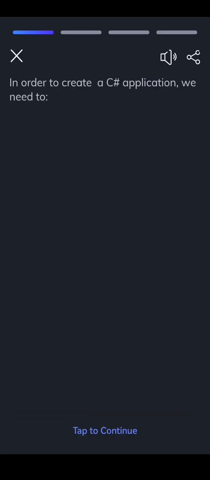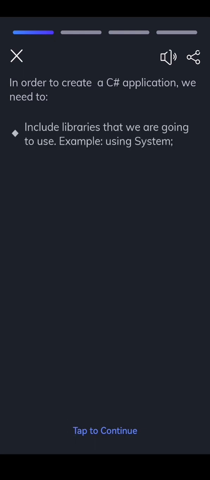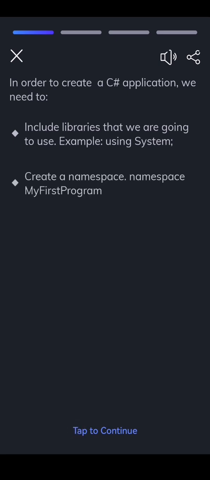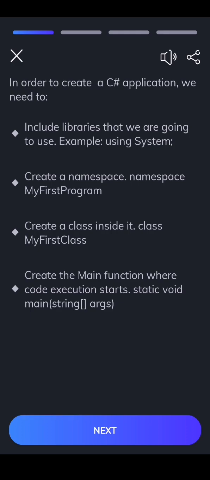In order to create a C# application, we need to include libraries that we are going to use. Example: using System. Create a namespace: namespace MyFirstProgram. Create a class inside it: class MyFirstClass. Create the main function where code execution starts: static void Main(string[] args).